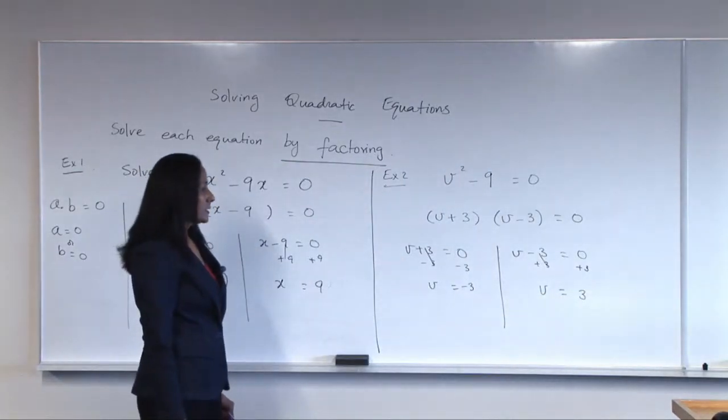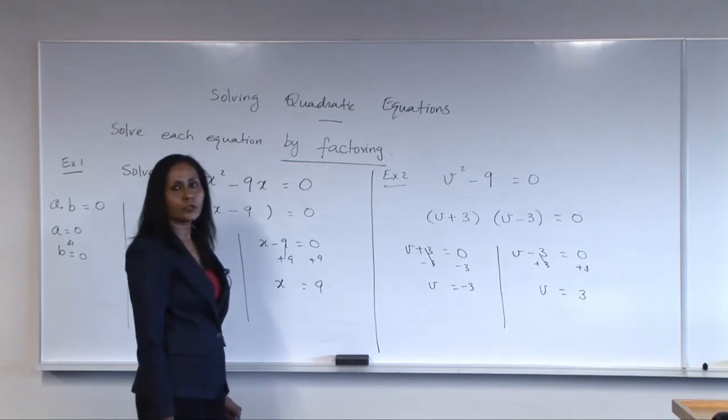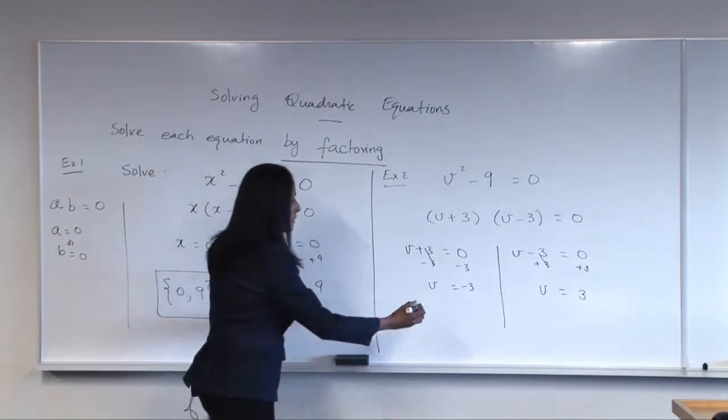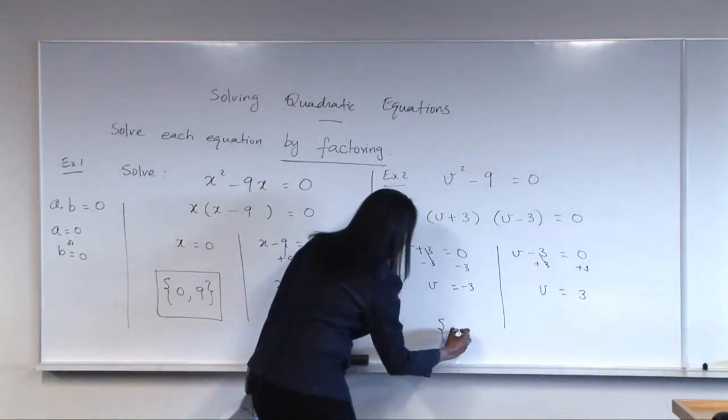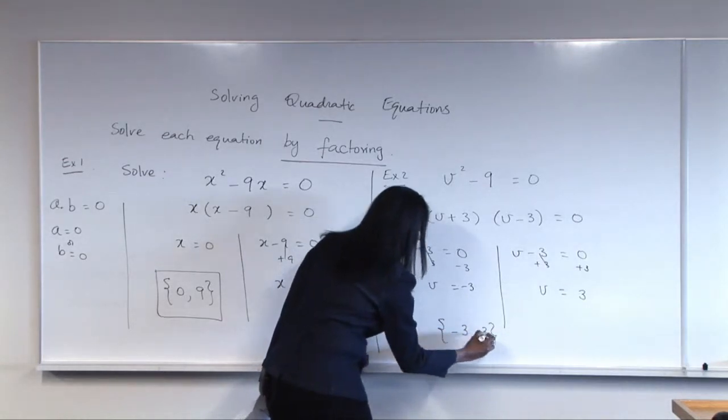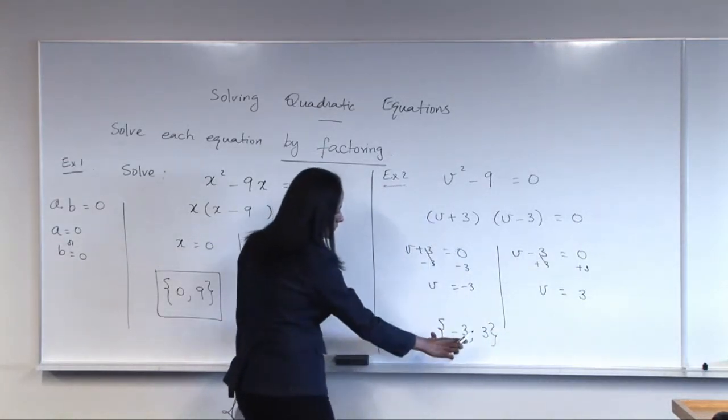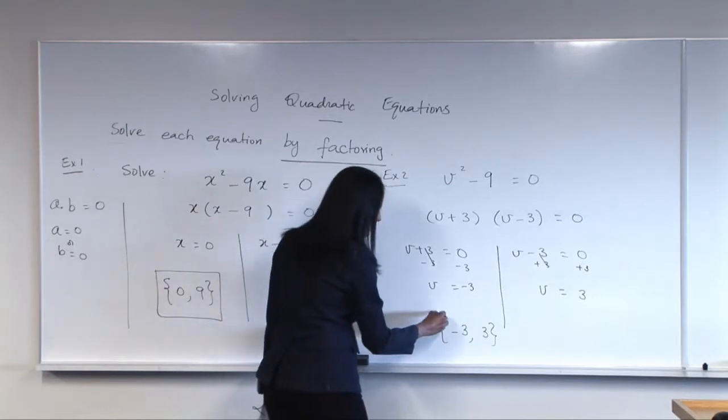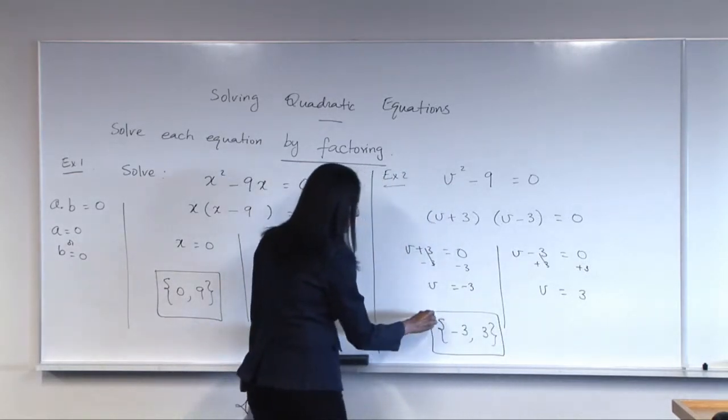How many solutions do you see here? 2 solutions. So the solutions for this problem are negative 3 and positive 3. So that's the set of solutions. This is your answer.